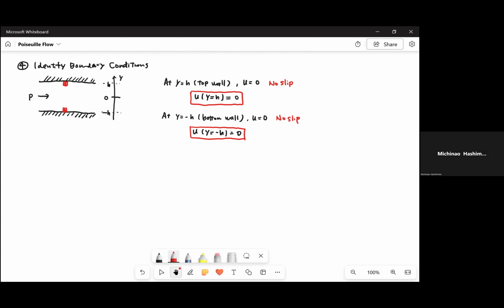Right. So we have all the recipes now. Let's just put it together. The last step here is to solve the Navier-Stokes equations. So let's start with the velocity field.